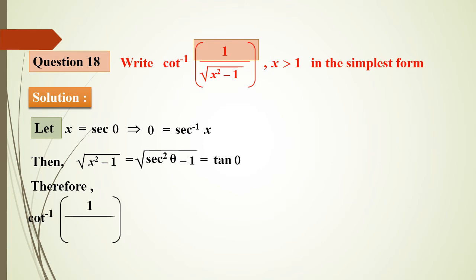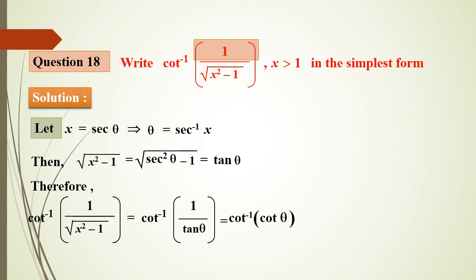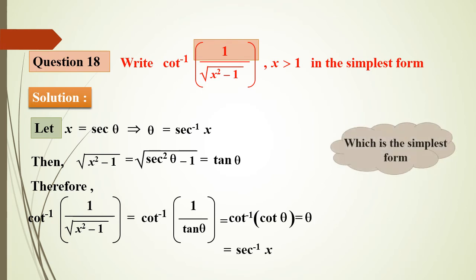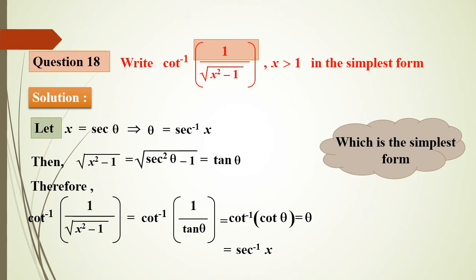Again consider the given term, cot inverse of 1 divided by root of x square minus 1. This is equal to cot inverse of 1 divided by tan theta, since after substituting the standard trigonometric function sec theta, we got the result tan theta. So cot inverse of 1 by tan theta is equal to cot inverse of cot theta. Cot inverse and cot both are gone, theta remains, and theta means sec inverse x. This is the simplest form of the given question.